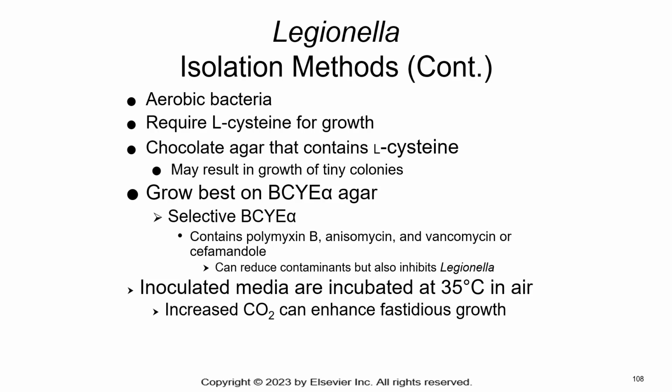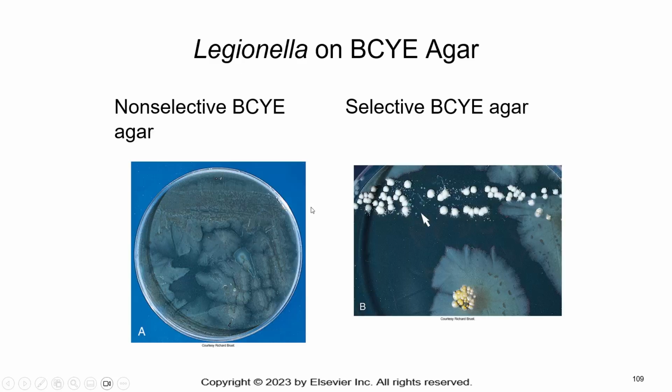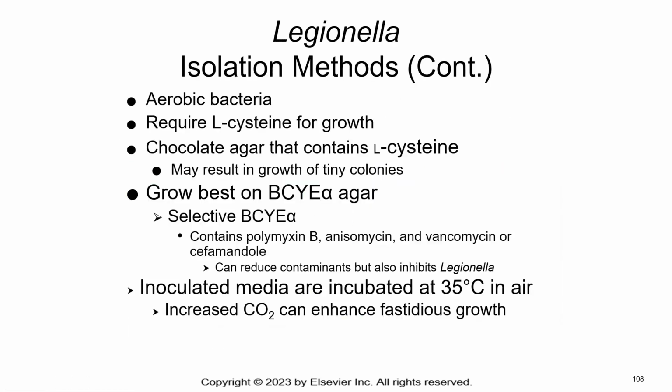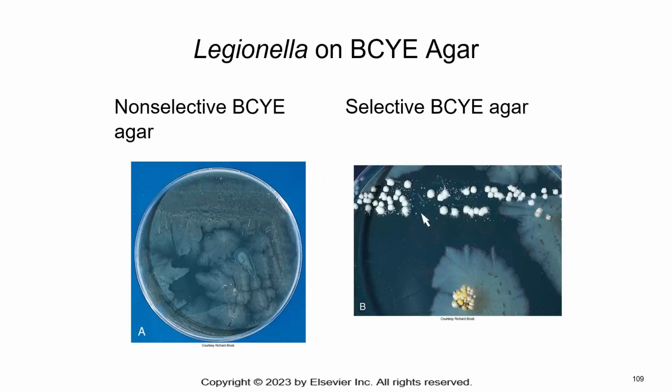So some isolation methods, it grows best on that BCYE, buffered charcoal yeast extract. And you can see here, this is non-selective BCYE, and this is selective BCYE. You can see what the colonies look like on each.